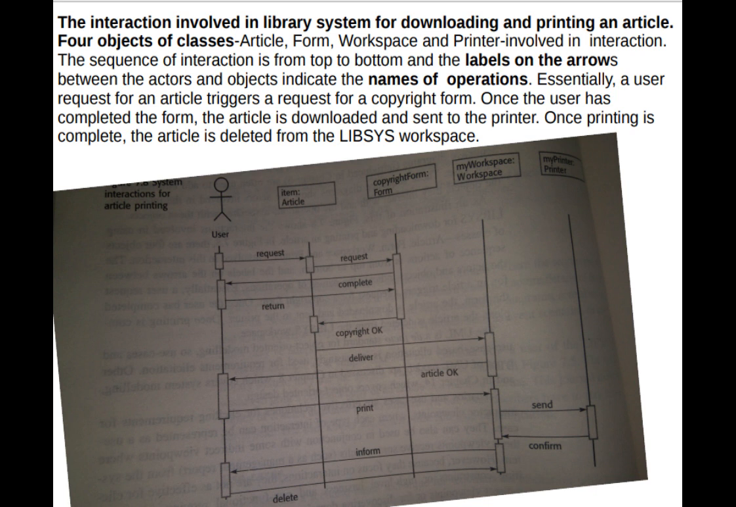Essentially, a user request for an article triggers a request for a copyright form. Once the user has completed the form, the article is downloaded and sent to the printer. Once printing is complete, the article is deleted from the library system workspace.